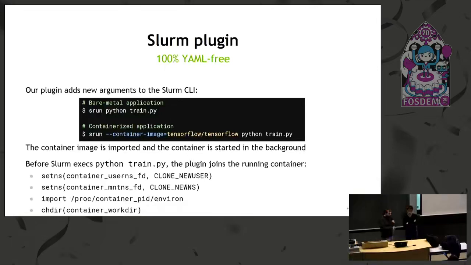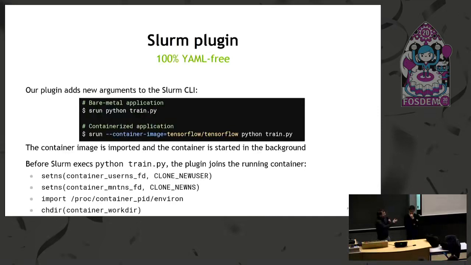So a little bit of the details of how we do that in Slurm, how we start the container. Right now it's with nroot, and we basically get the handles on the namespaces. We get the environment variables about the process, and we get the directory where the container is. But we cannot hijack the exec Python train.py. So it's more like a Docker exec.